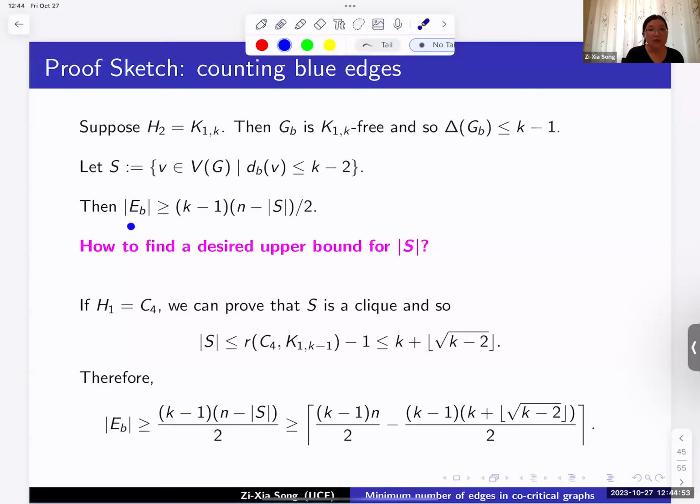Now the number of blue edges is given by the handshake lemma. All you need to do is find an upper bound for the number of vertices of smaller degree. For H1 equal to C4, you can prove S must be a clique. If it's a clique, then it has to satisfy the Ramsey property, because it doesn't have a red C4 and doesn't have a blue K_{1,k-1}. So you just use the Ramsey number and you have your upper bound. So you find your lower bound for your blue edges. That's the strategy here.